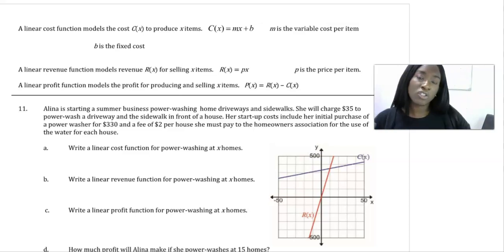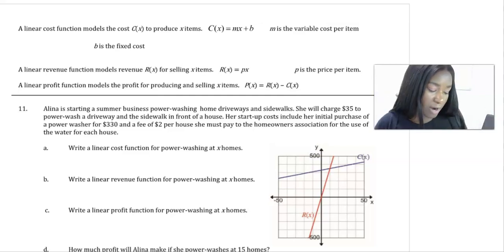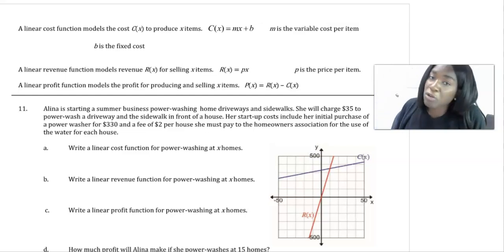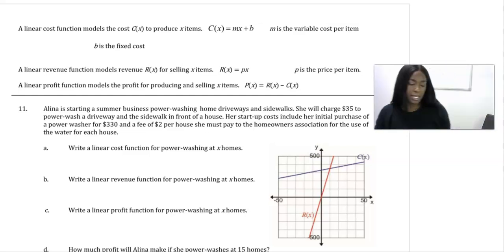So those three functions are all related: your cost, your revenue, and your profit. Those three functions are summarized at the top. What is particularly important is that the profit function is the difference of the revenue and the cost, right? The difference of how much you brought in, subtract how much you had to spend in order to even make some money.